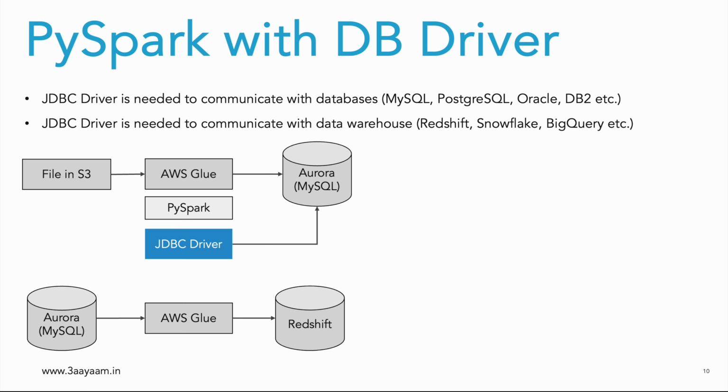Similar would be the case for data warehouses also. In AWS, you have Redshift. So we need to provide a JDBC driver which can be used to either read from or write to the data warehousing system. In this case, it is Redshift. Now, how do I provide that in Glue?